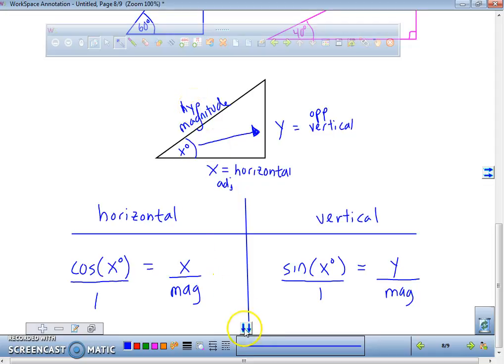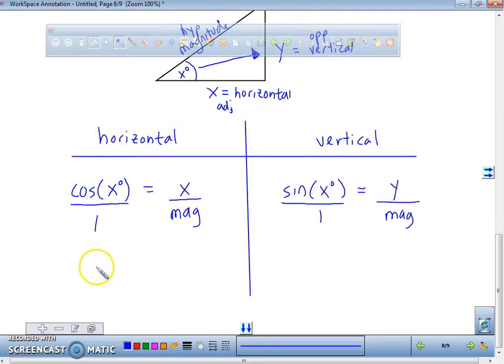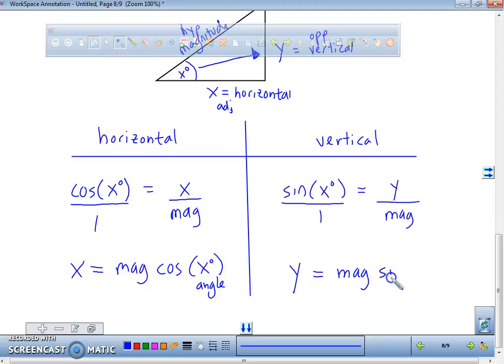Okay? So, anytime you want to find your horizontal component and you built your triangle to look like this, you can literally just put x equals the magnitude times the cosine of whatever your angle is. Maybe I should have used a different letter than x degrees. If you just want to write the word for the angle you're using, use the word angle instead of x degrees if that's confusing. When you cross multiply here, you get y equals the magnitude times the sine of x degrees.